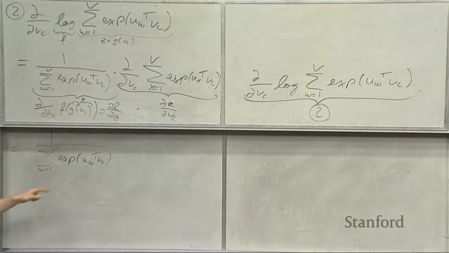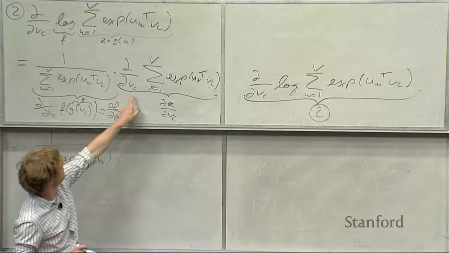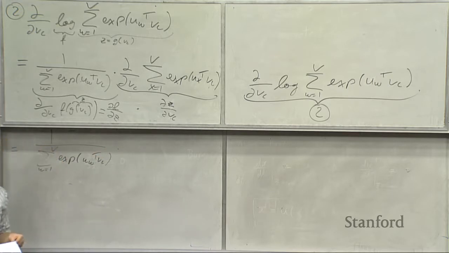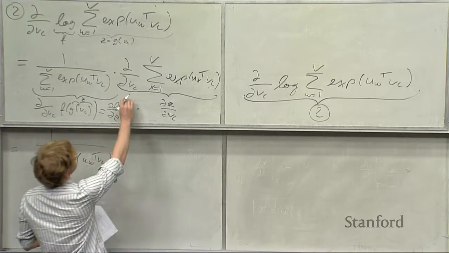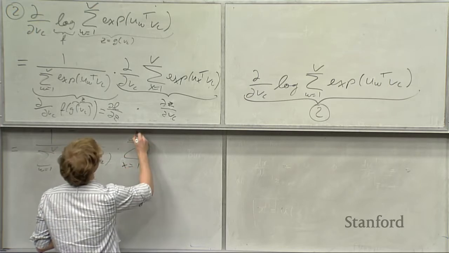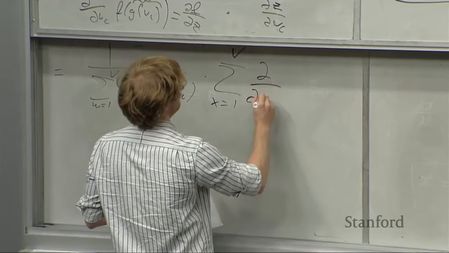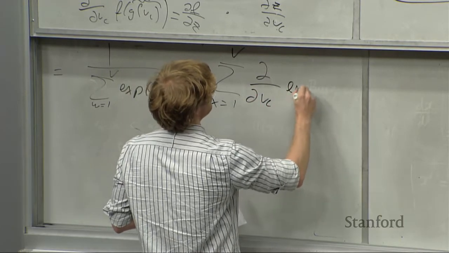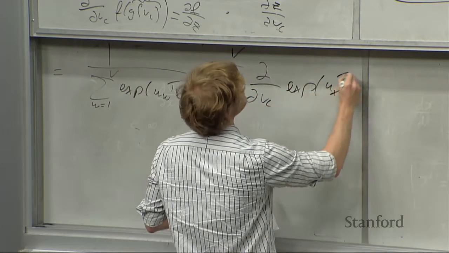All right, so what's the next step for taking this derivative? Yep, we take it inside and apply the chain rule. That's right. We can take the derivative inside. So we have the sum over x equals 1 to V times the derivative with respect to v_c of the exponent of u_x transpose v_c.